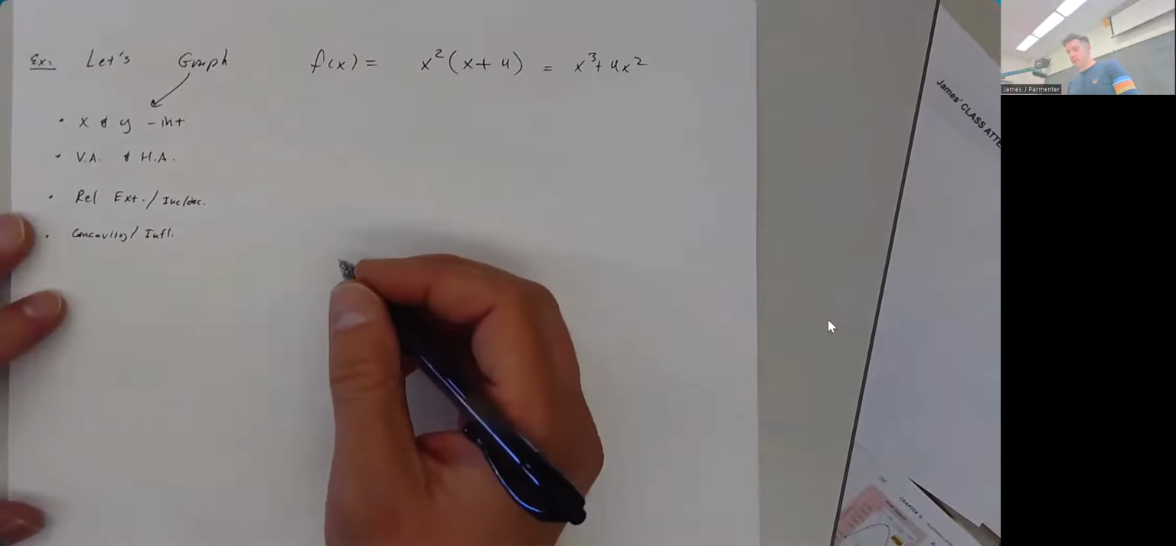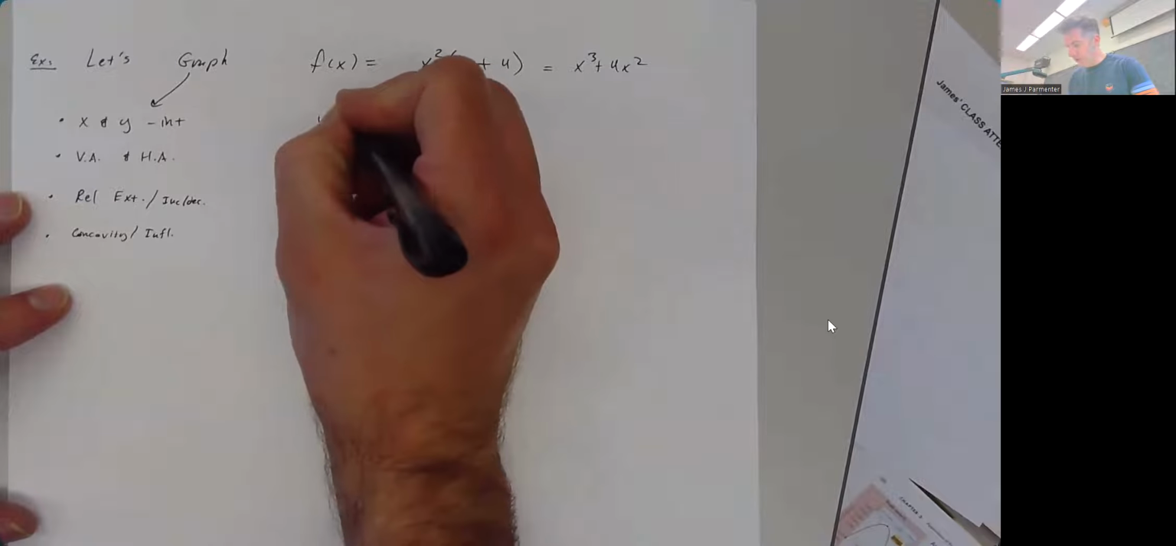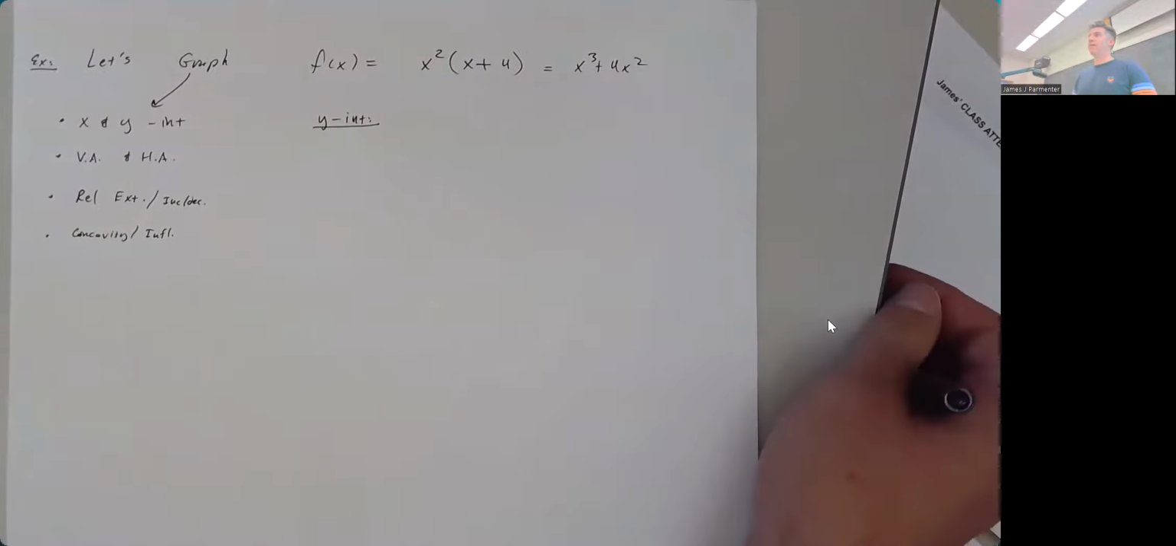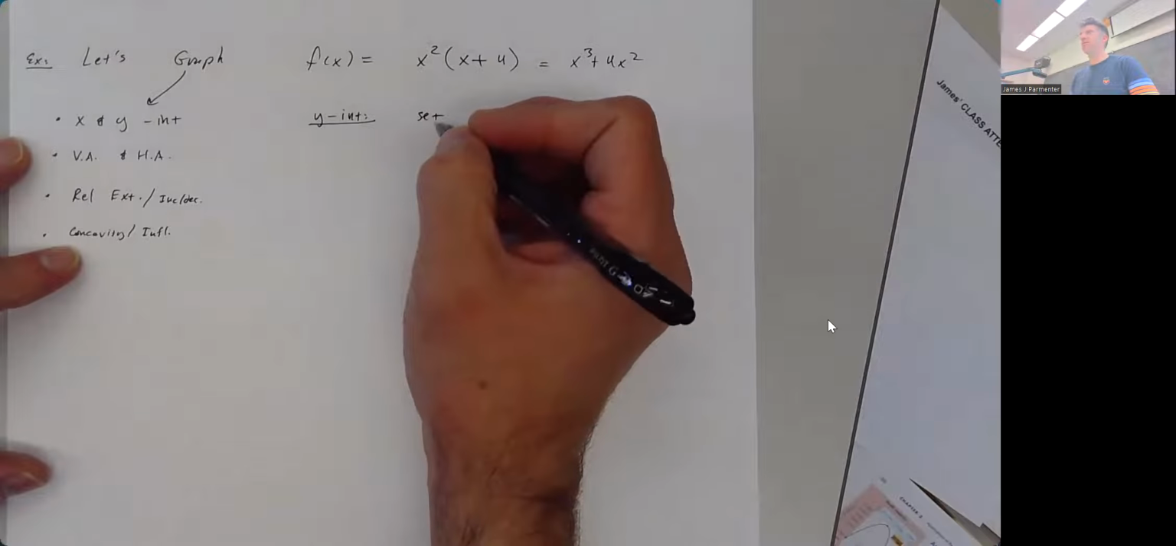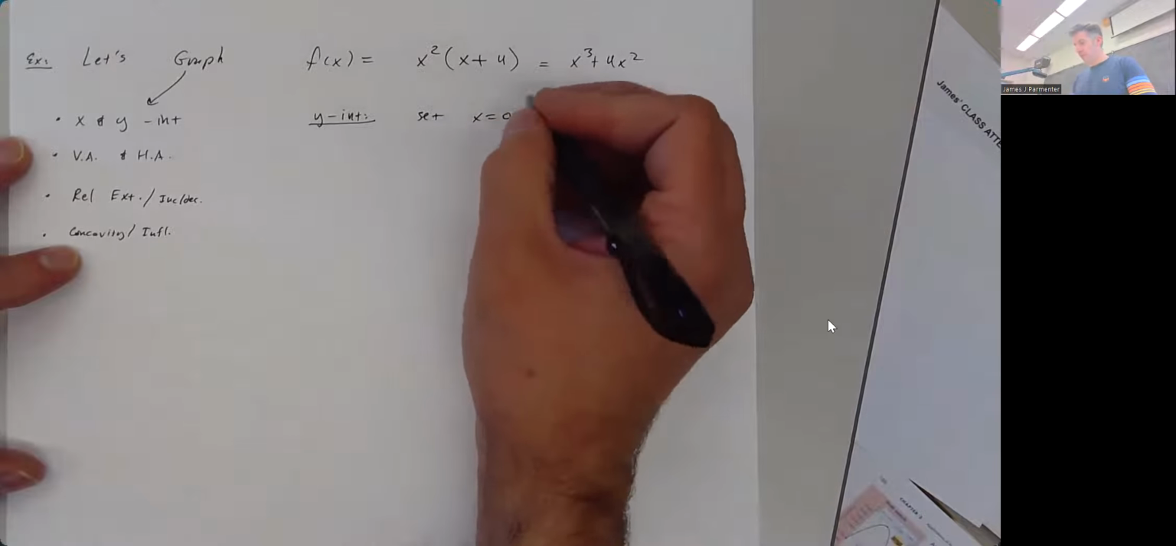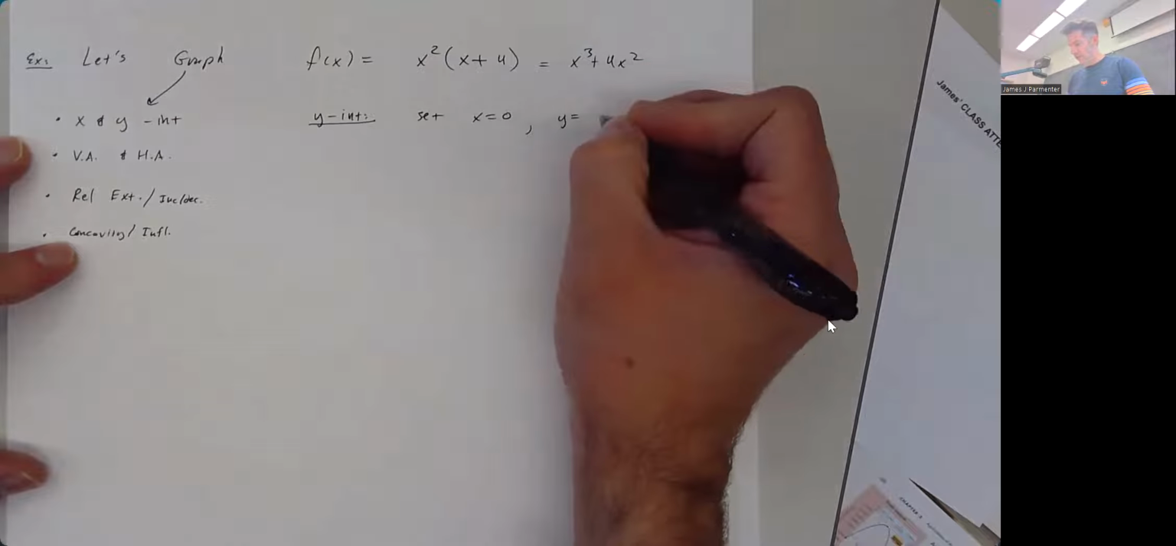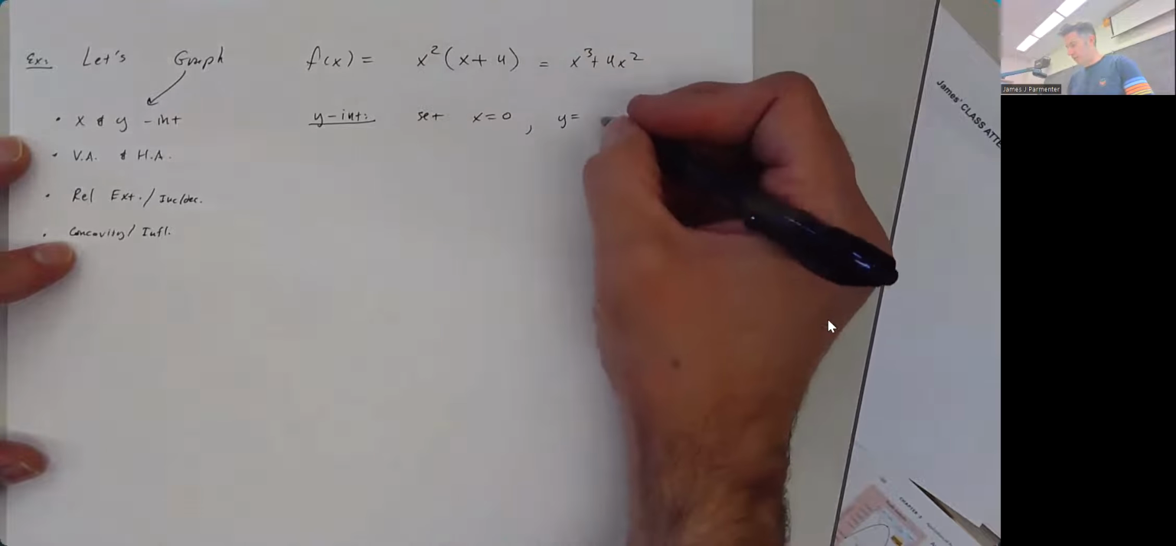So let's find the intercepts. How do we find the y-intercept? I know it's been a while. We set, right, always the other one equal to 0. Set x equal to 0, you're going to get y equal to 0 times 4, which is 0.